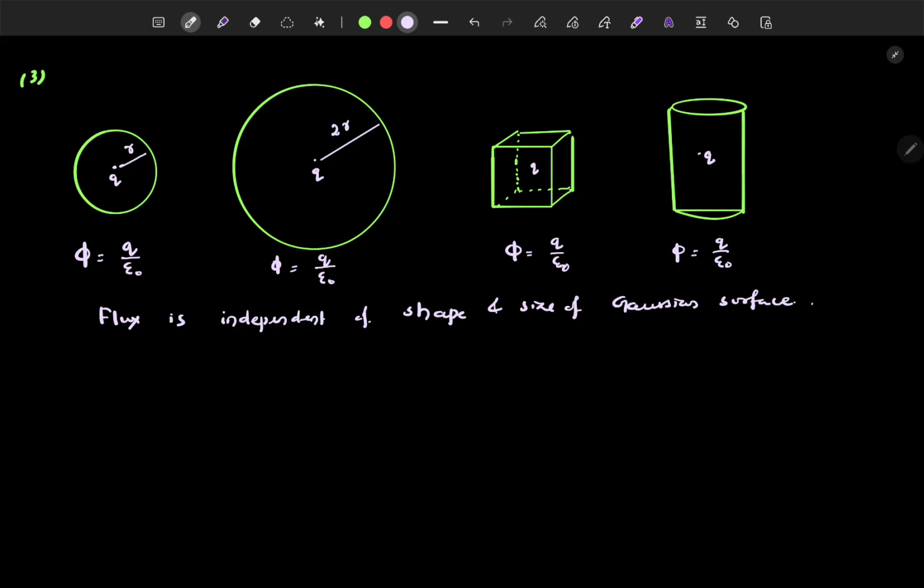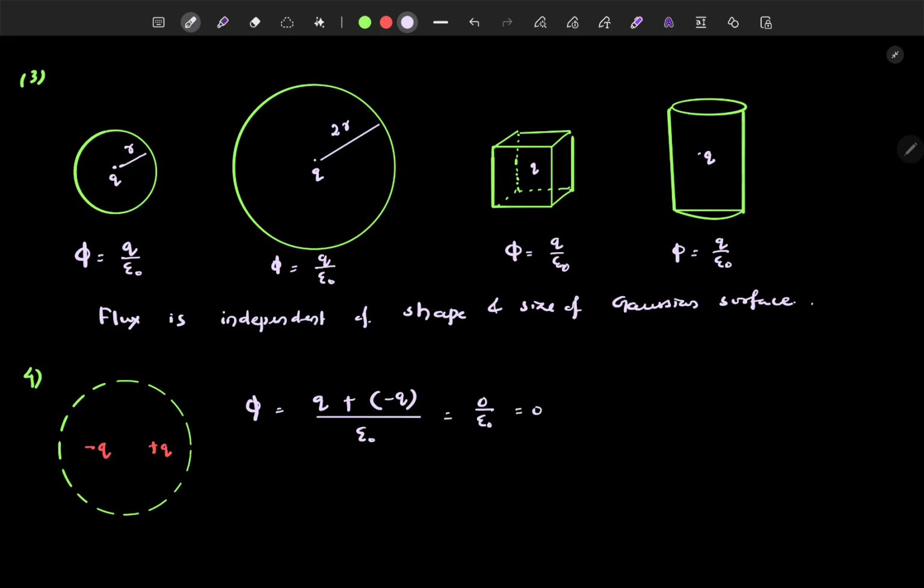Next is our point number 4. Suppose this is your Gaussian sphere, and inside the Gaussian sphere 2 charges are there. They are minus q and plus q. So what is the flux value? So flux is equal to total charge, q plus minus q, divided by epsilon naught. So 0 by epsilon naught, that is equal to 0. So flux is 0.